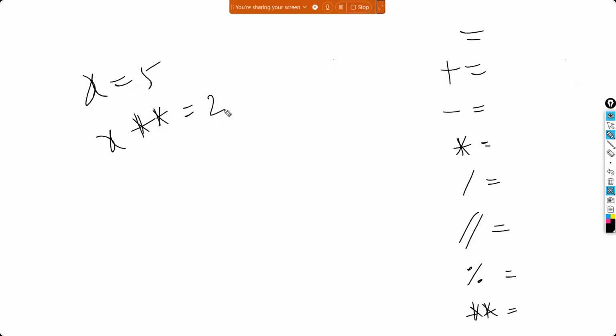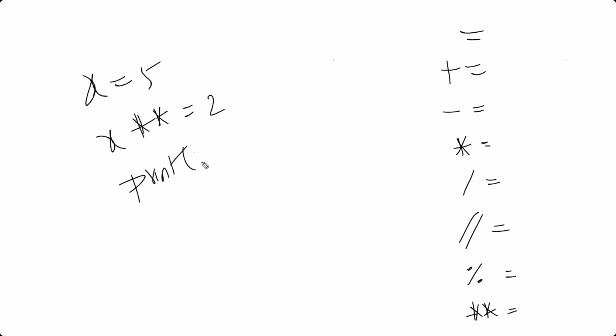So here equal to, plus equal to, minus equal to, multiplication equal to, division equal to, floor division equal to, modulo equal to, power equal to. These are all the assignment operators. Now x is equal to 5. x double star equal to 2. What is the meaning of this? 5 to the power of 2. And what is the answer of print x? 25.